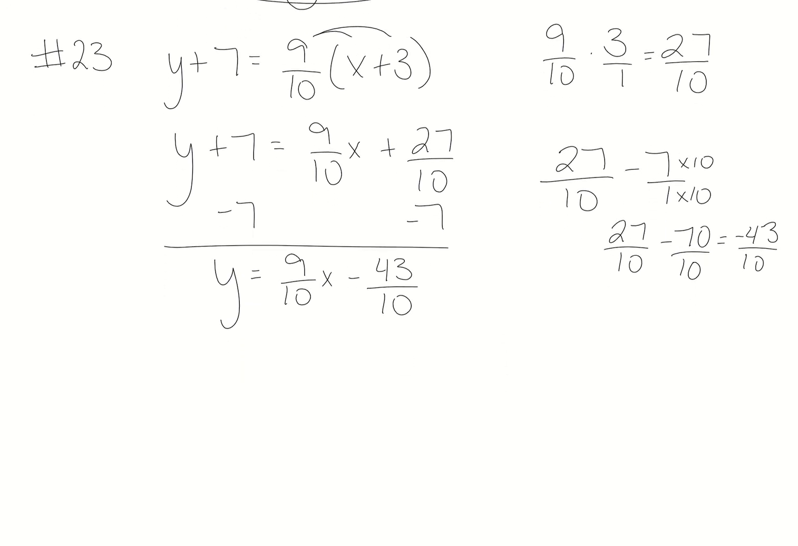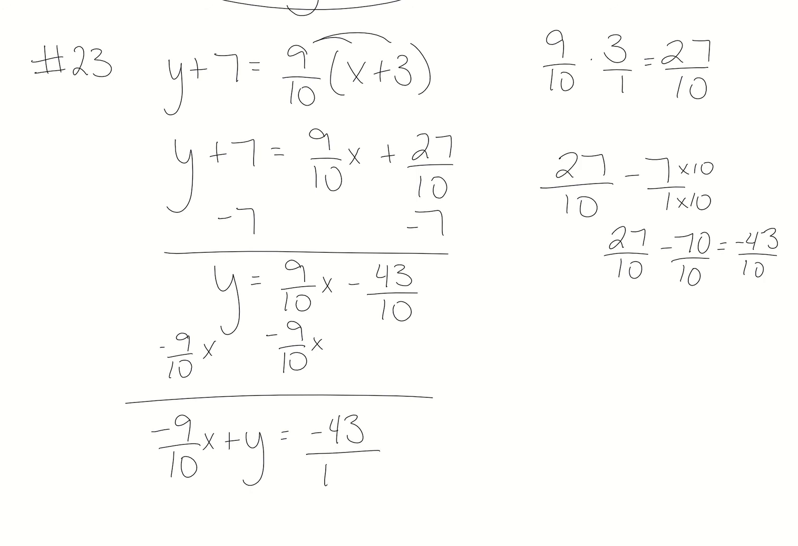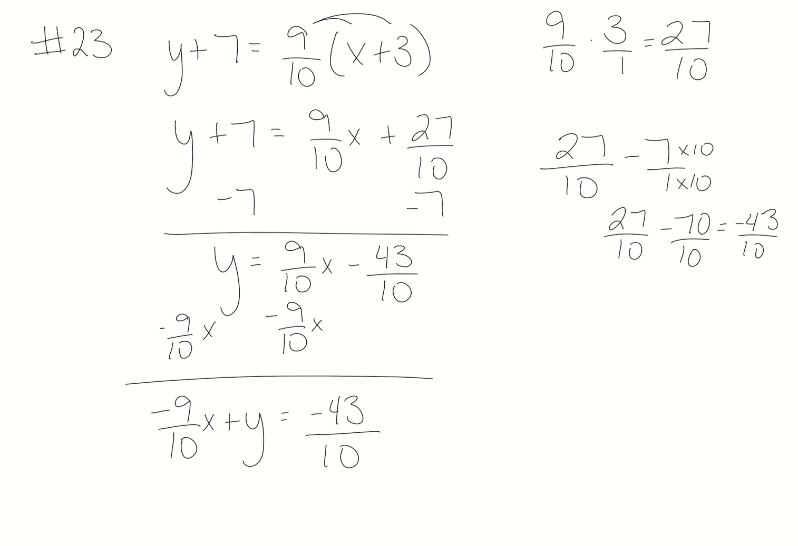Okay, so now what I'm going to do is subtract this 9/10 x on both sides. And I'm at negative 9/10 x plus y equals negative 43 over 10. Now, this is not in standard form yet because we have a fraction here. We can't have a fraction in the a term or the b term, and a is a negative.